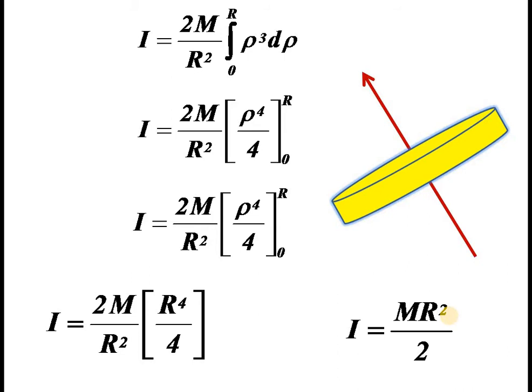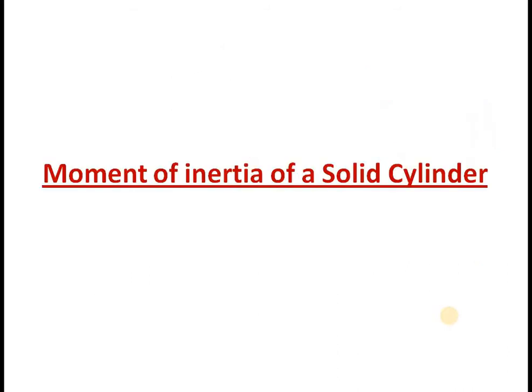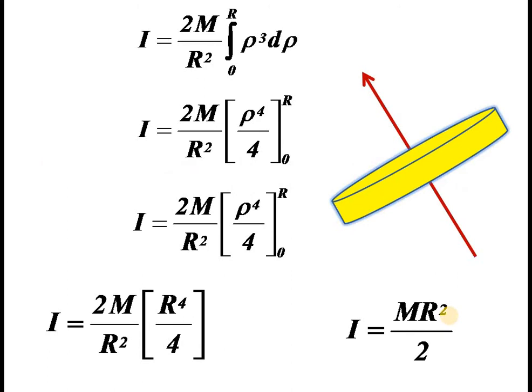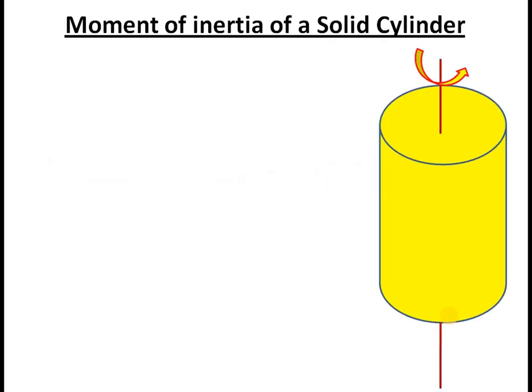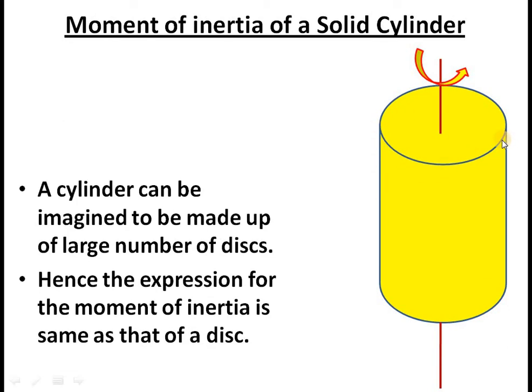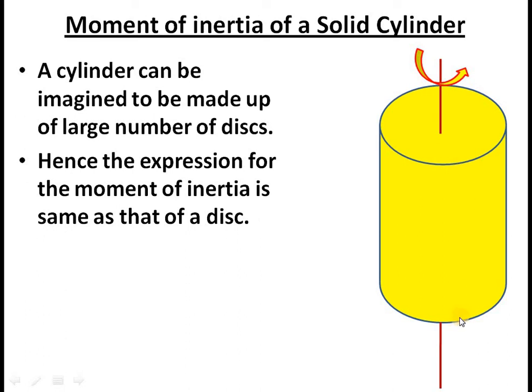Okay, Ix plus Iy equals Iz can be used and you can calculate. That calculation is left for you, you can do it. Now come to a solid cylinder, the moment of inertia of a cylinder. A cylinder is in fact made up of a large number of discs. You can stack one over another, and by stacking a large number of discs one over another, you get a cylinder.